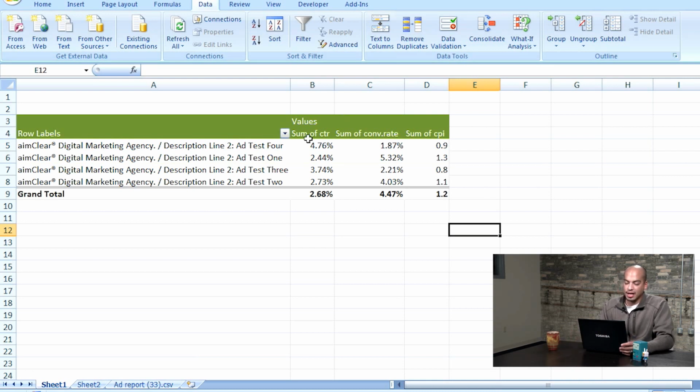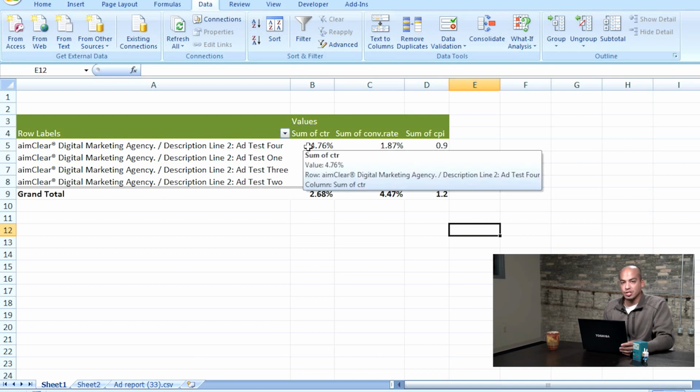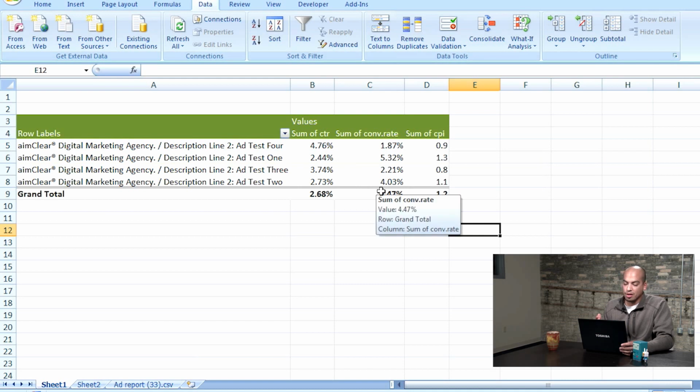So I've calculated my CTR and conversion rate in my pivot table. And that's really one of the reasons why I enjoy CPI and optimizing towards CPI, because it takes into account CTR and it takes into account conversion rate.